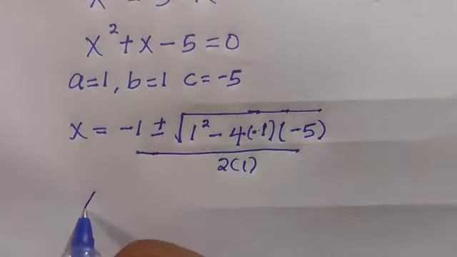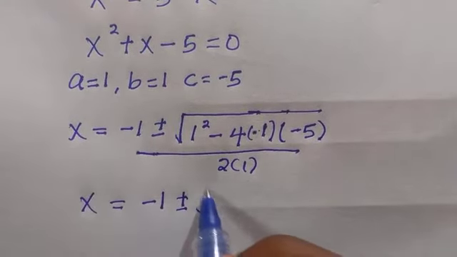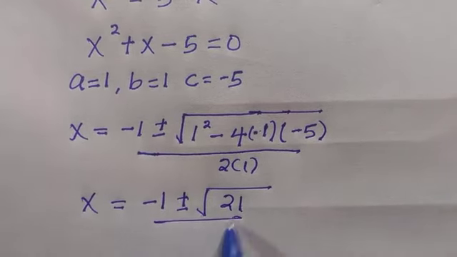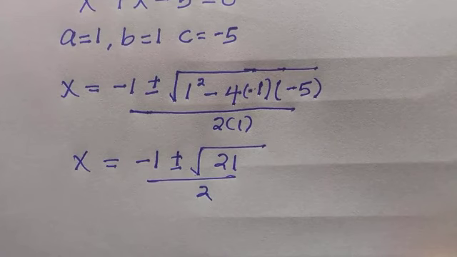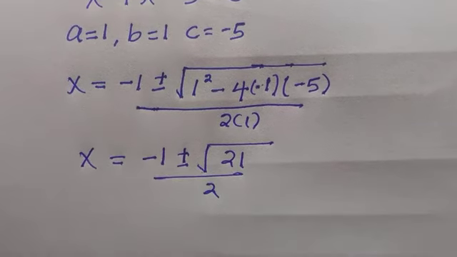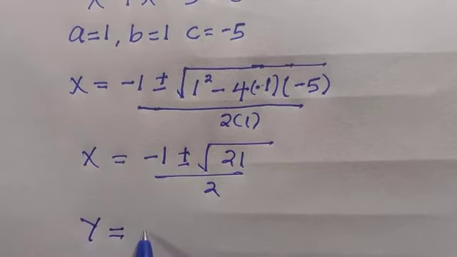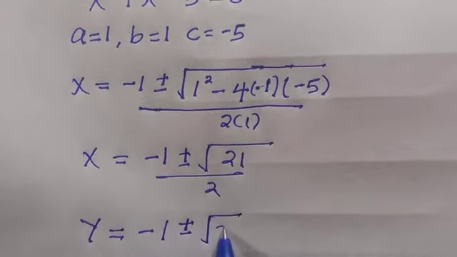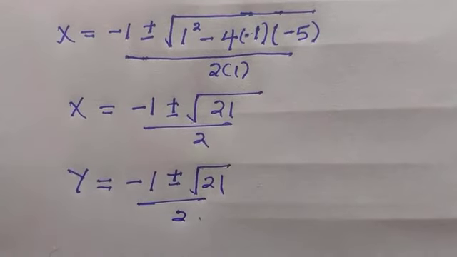So we can get the value of x here by expanding this. We have minus 1 plus or minus the root of 1 squared, and if we multiply the entire thing, we have 21, divided by 2. And here is the first value of x. Since x equals y from what we let above, therefore y also has the same value as x, which is minus 1 plus or minus root 21 divided by 2.